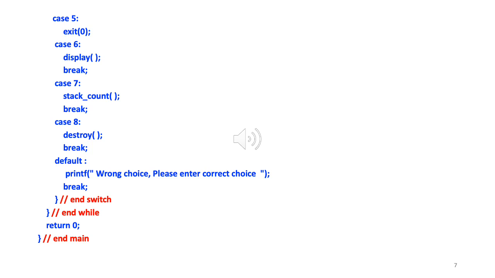Case 7, what is case 7? 7 is for stack count. So a very simple function which just tells us how many elements we have. So just printing count, that's it, nothing more.